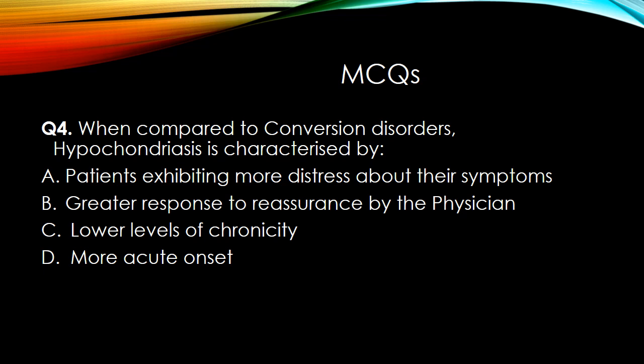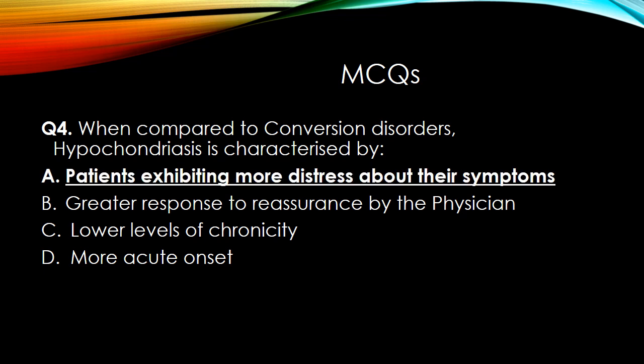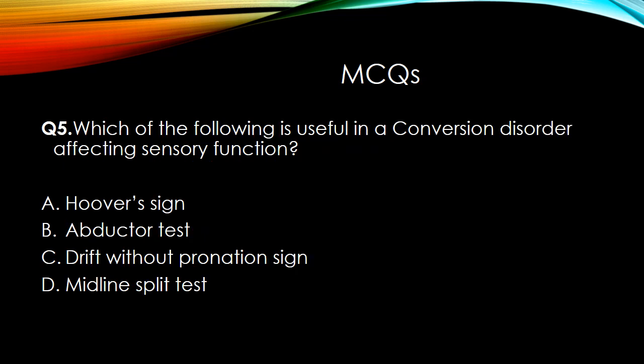Question 4. When compared to conversion disorders, hypochondriasis is characterized by. You can pause now and select your choice. And the correct answer is A. Patients exhibiting more distress about their symptoms. And the final question. Which of the following is useful in a conversion disorder affecting sensory function? You can pause and select your option. And the correct answer is D. The other 3 tests are for conversion disorders affecting motor function.